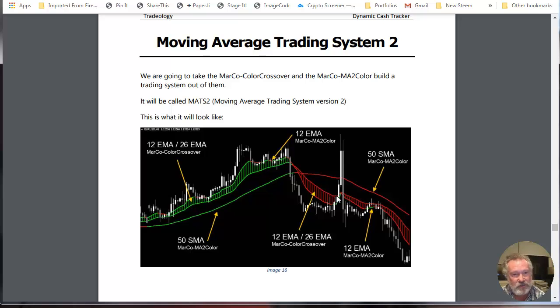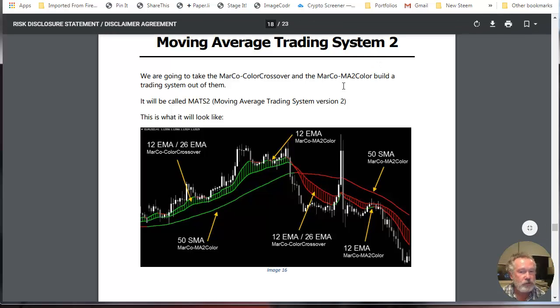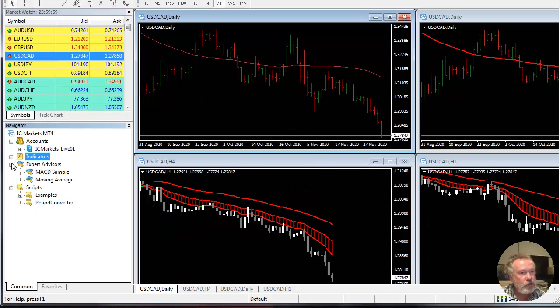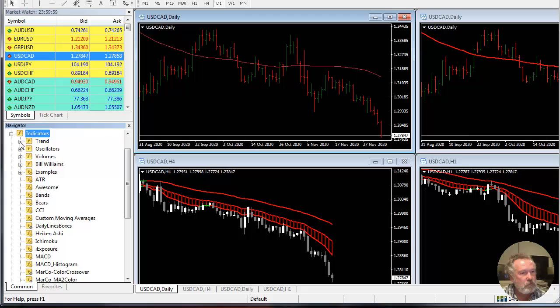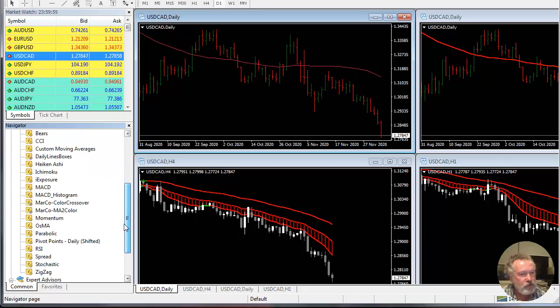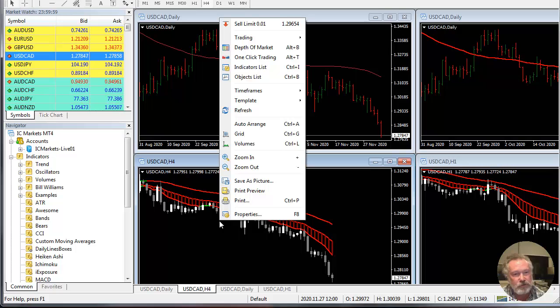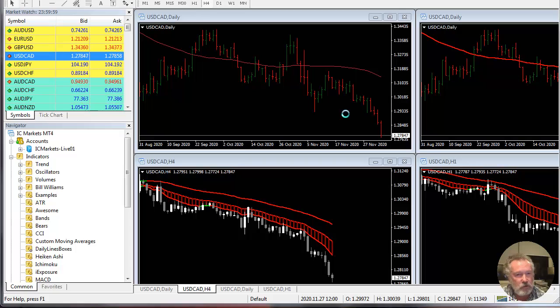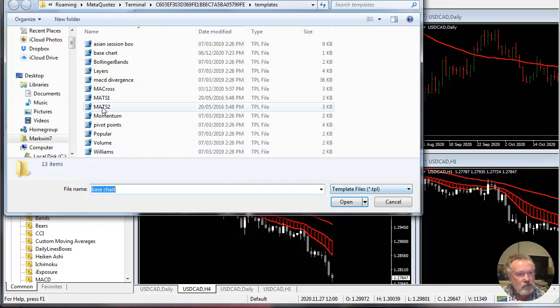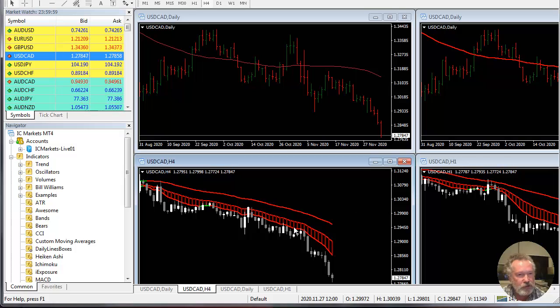So I'm going to show you how easy it is to stick those things onto the charts. On the left hand side, we'll see there are actually two indicators that are provided: Marco color crossover and Marco MA2 color, or we can just put a template on the chart. So I'm just going to load the template on the chart. We go to templates, load the template, and I'm using the MATS2 system. It's already on the chart, but I'll pop it on there.